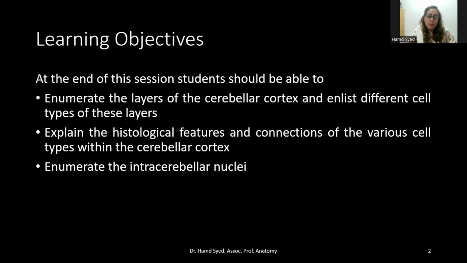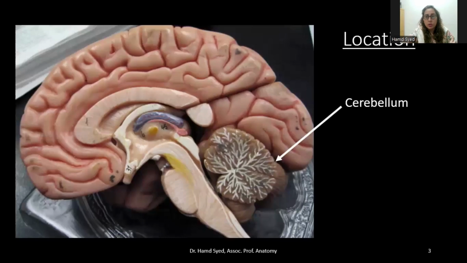So this cerebellum, today we shall be discussing its histology, that is, we'll be talking about the layers in the cortex of the cerebellum and the different cell types which are present in these layers. I'll also discuss the connections of the various types of cells within the cerebellar cortex and a little mentioning of the intracerebellar nuclei. So let's start with today's topic.